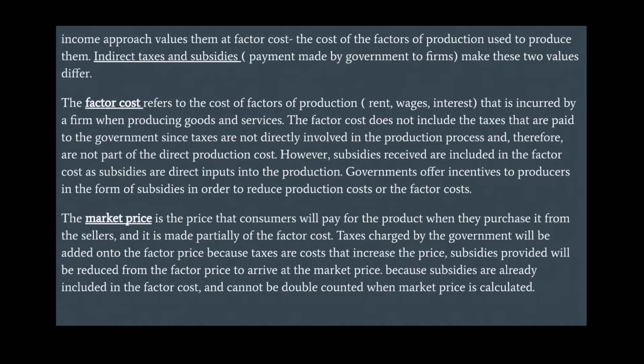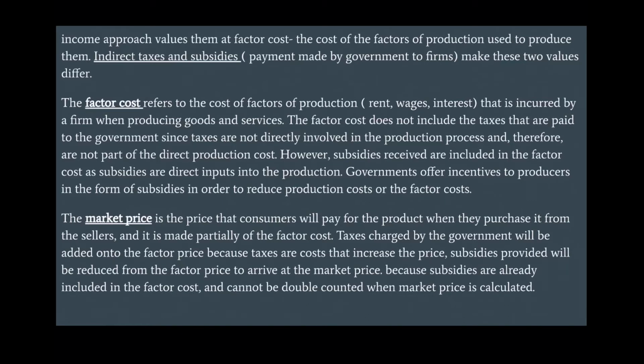The factor cost does not include the taxes that are paid to the government, since taxes are not directly involved in the production process and therefore are not part of the direct production cost. However, subsidies received are included in the factor cost, as subsidies are direct inputs into the production. Government offers incentives to producers in the form of subsidies in order to reduce production cost or the factor cost.